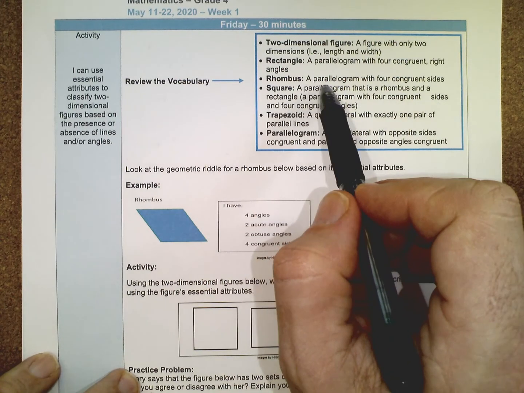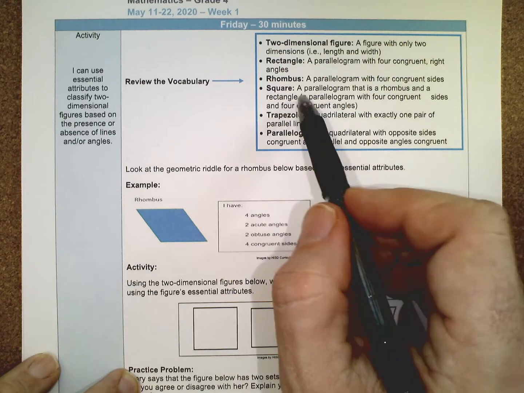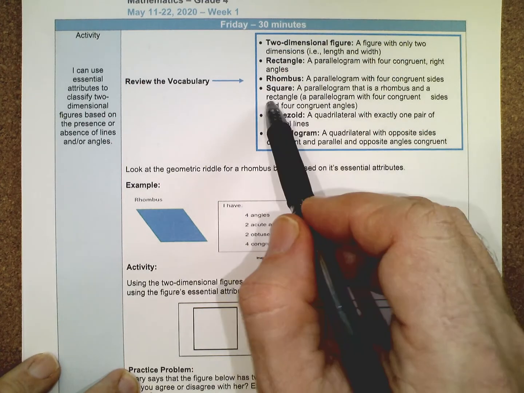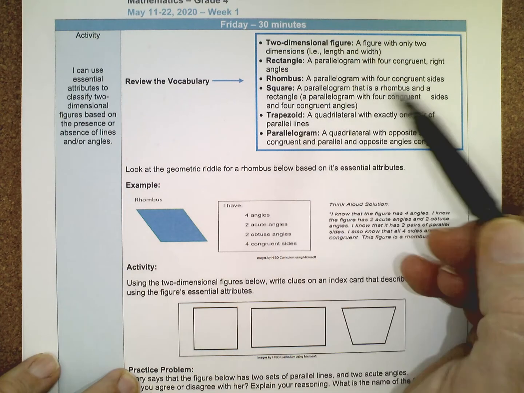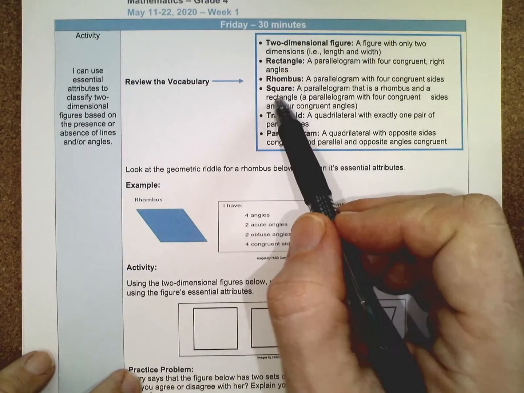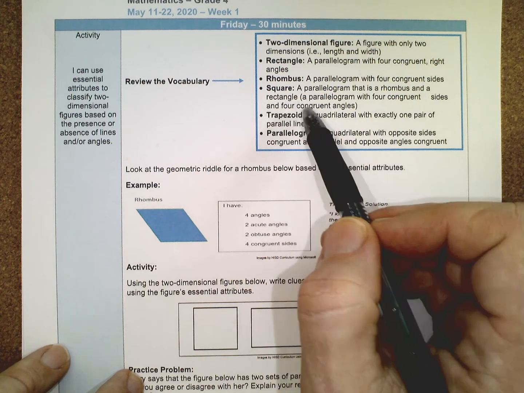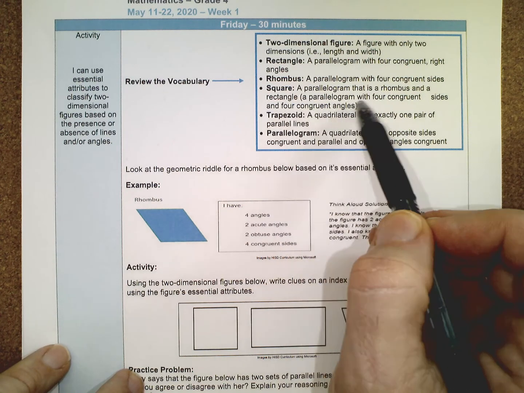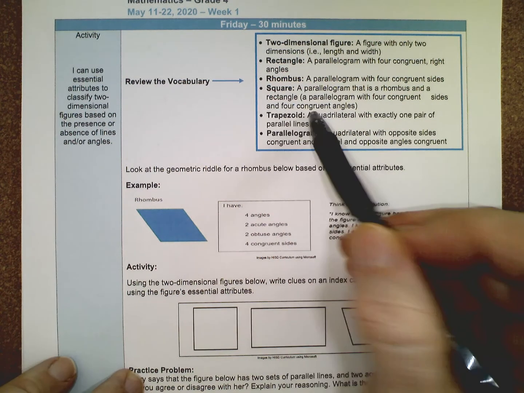Okay, rhombus, a parallelogram with four congruent sides. Rombo, un paralelogramo con cuatro lados congruentes. Square, a parallelogram that is a rhombus and a rectangle. A parallelogram with four congruent sides and four congruent angles. Es un cuadrado, es un paralelogramo, es un rombo y también un rectángulo. Es un paralelogramo con cuatro lados congruentes y con cuatro ángulos congruentes.